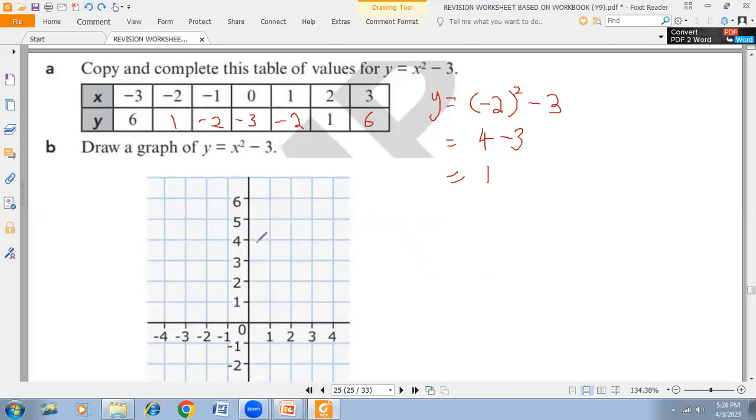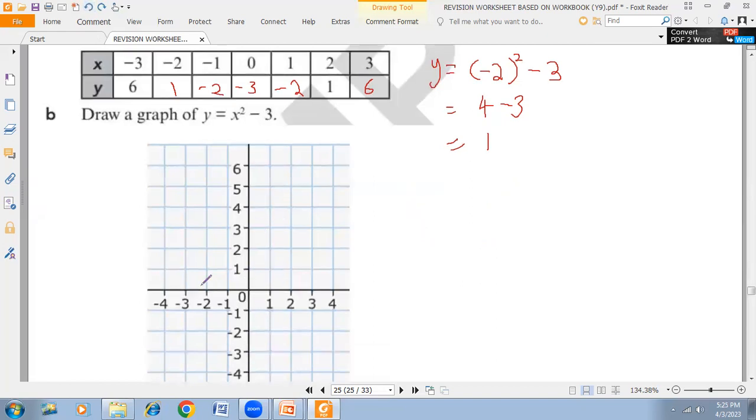Let us plot the graph now. -3, 6. -2, 1. -1, -2. 0, -3. 1, -2. 2, 1. And 3, 6.